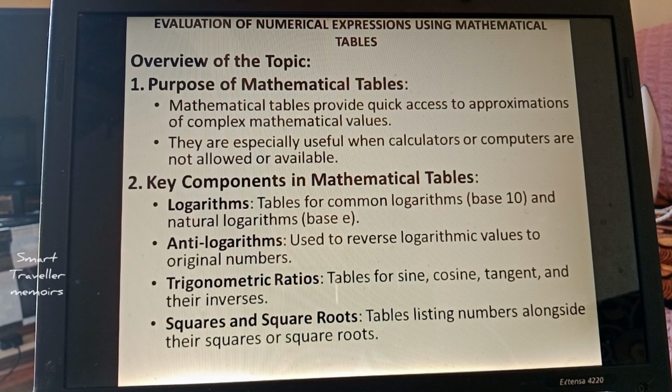Number 2 is key components in the mathematical tables, and as already alluded up there, we have the logarithms, tables for common logarithms in base 10 and natural logarithms in base e. And anti-logarithms used to reverse logarithmic values to original numbers. Then we have trigonometric ratios, that is the table for sines, cosine, tangent, and their inverses. And then we have squares and square roots, tables listing numbers alongside their squares or square roots.